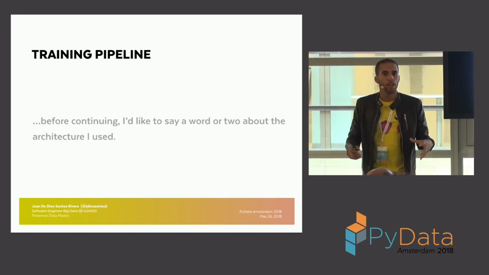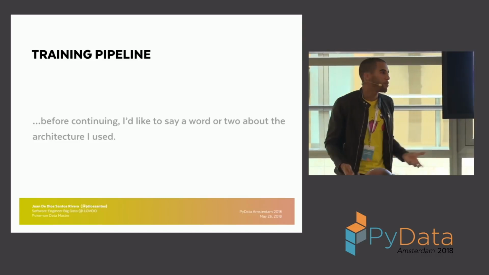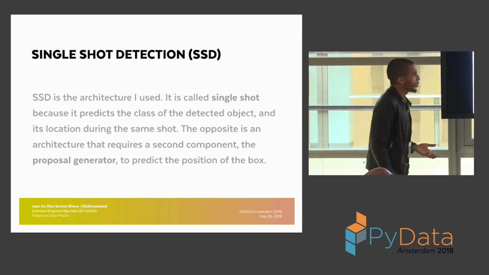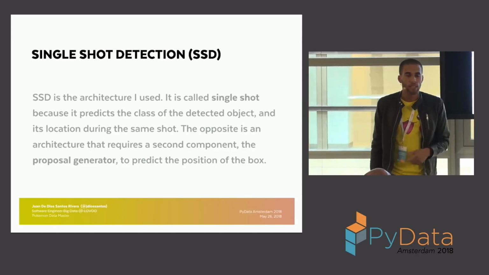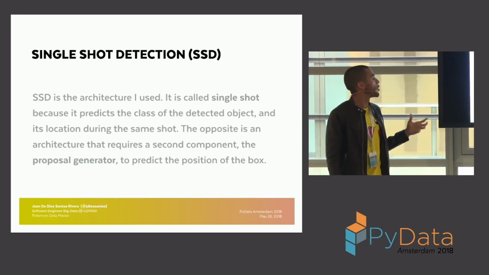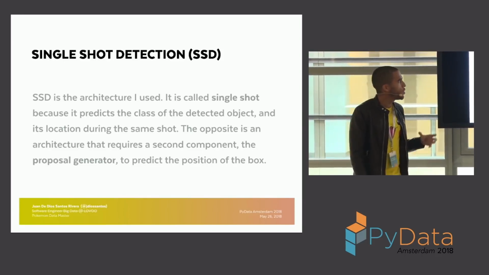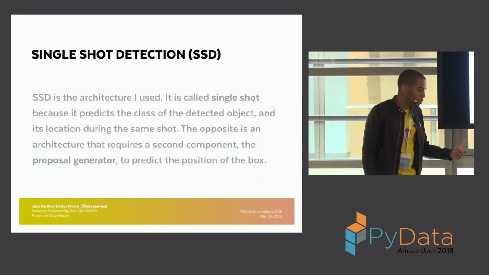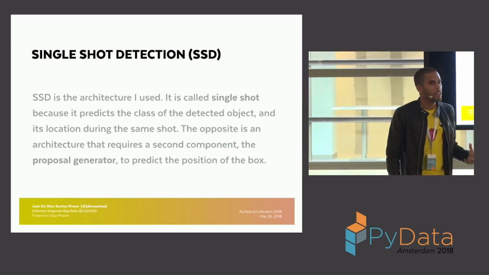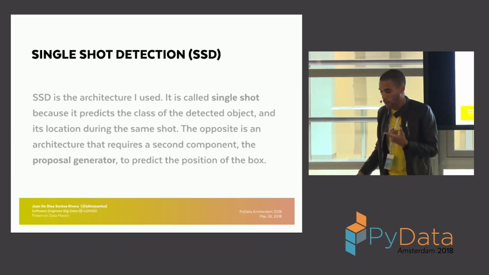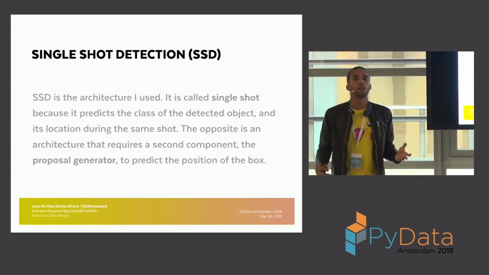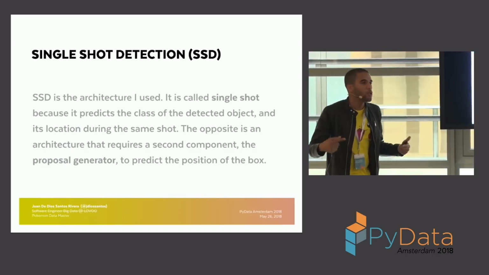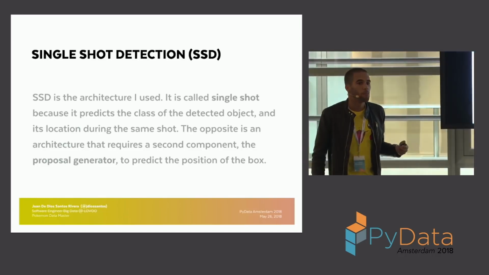But now, before moving on, I would like to make a small stop and talk about which architecture I am using, because like I said, theory is a bit nice. So the architecture I use is called SSD, which stands for single shot detection. And it is called single shot detection because it's going to predict the class of my object and its location during the same shot. The opposite of this is an architecture that requires a second component named the proposal generator to predict the position of the box.